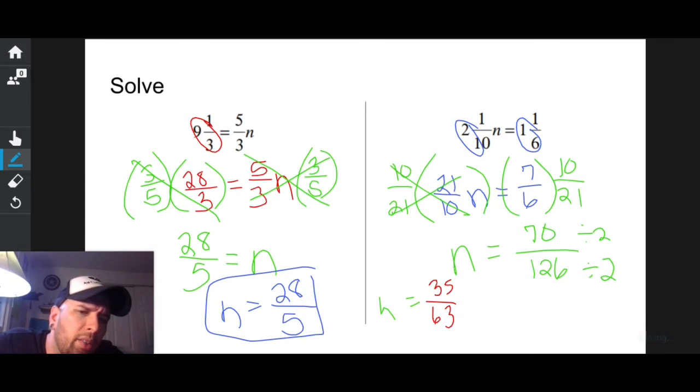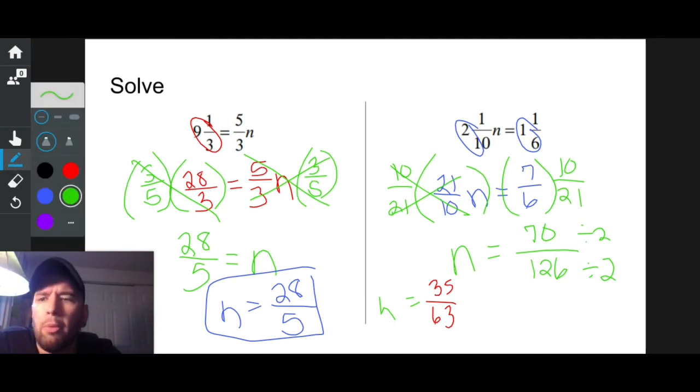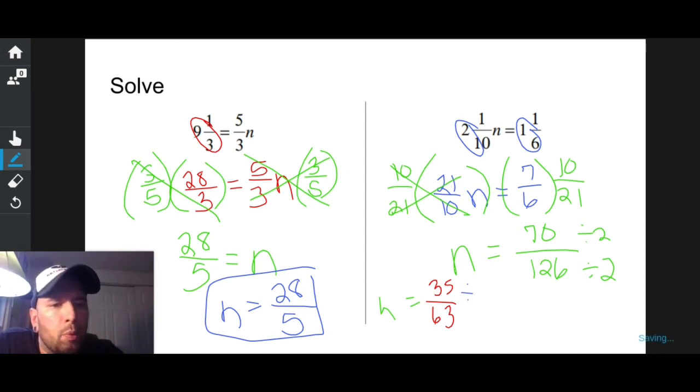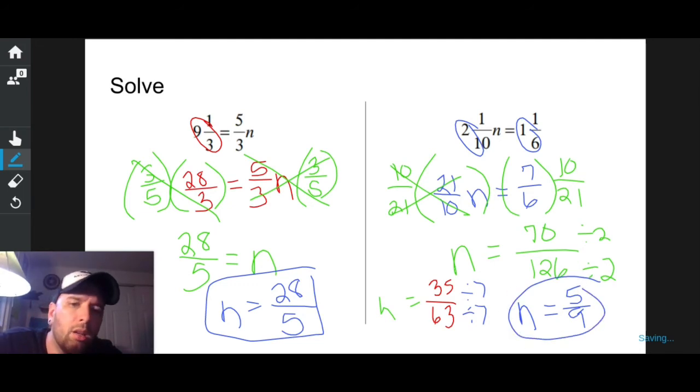And can I divide the top and the bottom by anything else? No, I think that's, oh, I can divide the top and the bottom by 7. Oof, that was a close one. I can divide the top and the bottom by 7. So finally, last but not least, n equals 5/9. Ugh. Didn't like that. Simplifying fractions, nobody's favorite.